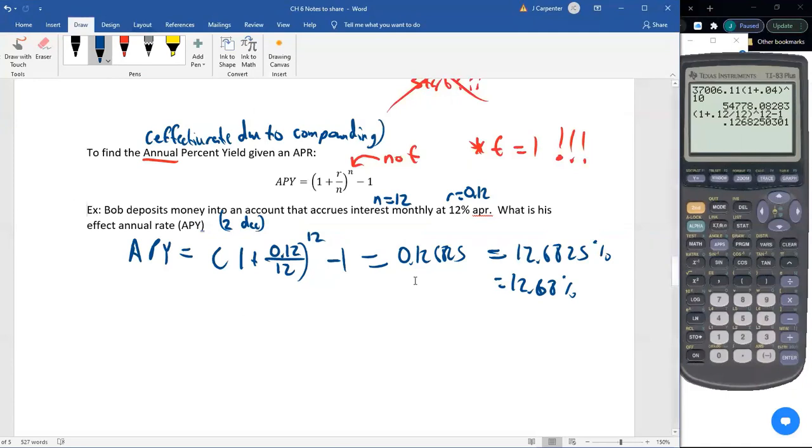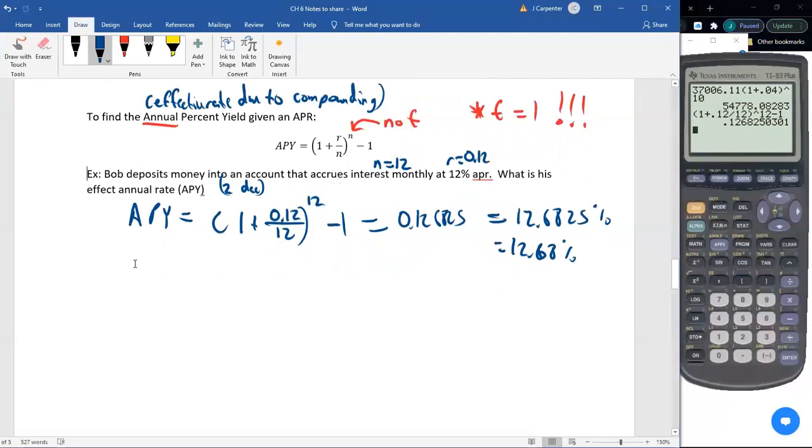All right, so 12%, there's not a lot of loans you're going to be getting at 12%. That's not a lot of credit cards that you're going to get at 12%. Let's do a credit card number, more like 21%. So credit card, he's not depositing, he's getting a credit card. And they say the APR is 21%. What is the APY? Now, credit cards, all credit cards accrue monthly.